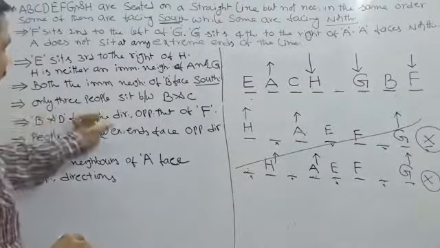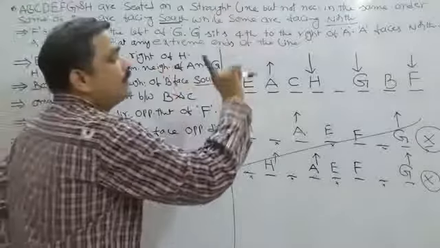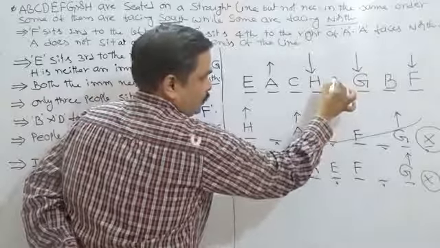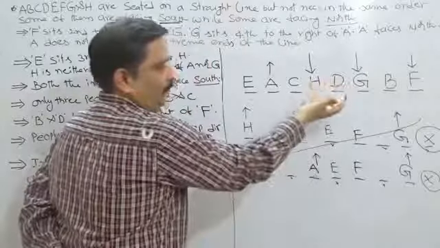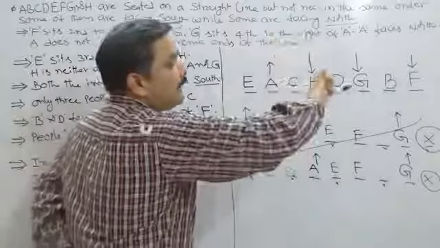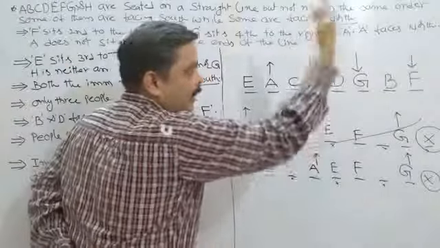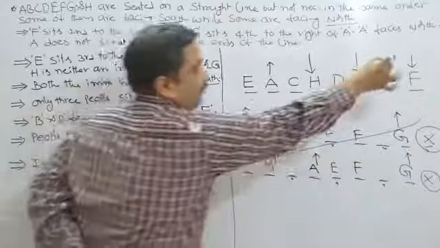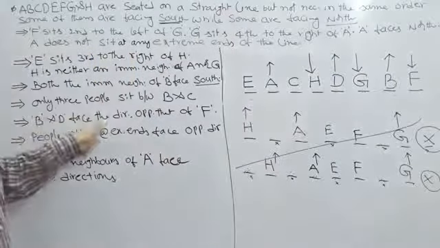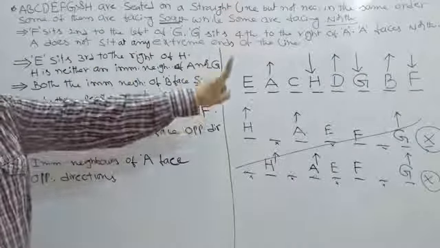B and D face the direction opposite to that of F. Anyway, only one place is left out. I am giving this one to D. Now the information is that B and D face the direction opposite to that of F. F is already south. Now B should be north. D should be north. Because the information is B and D face the direction opposite to that of F.